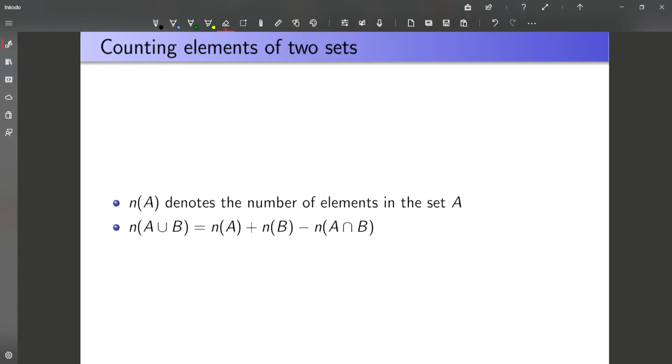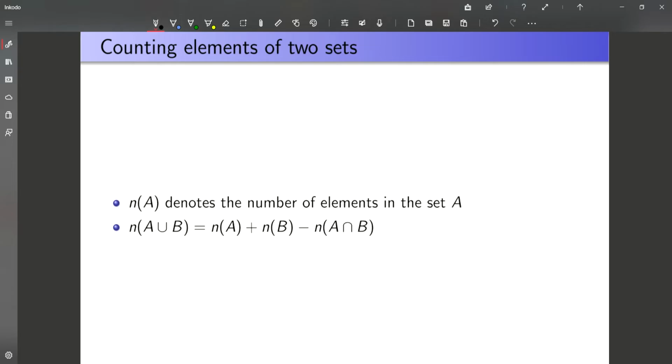Alright, so the first bullet point says that notation right there is for the number of elements in the set A. Right, so n of A or B means the number of elements in A or B, or the number of elements in the union of A and B, and that's equal to the number of elements of A plus the number of elements of B minus the number of elements in the intersection, right? And we talked about why that is.